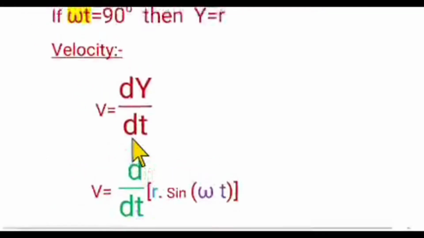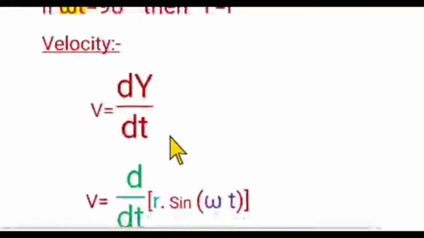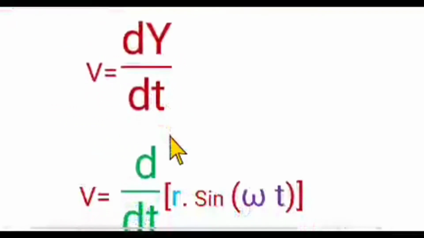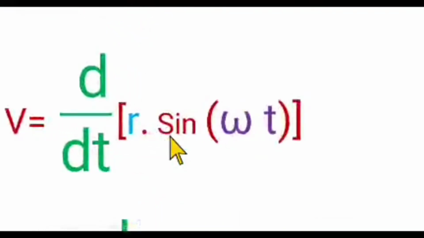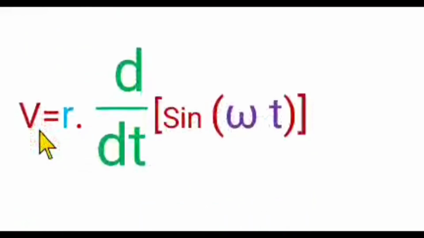Now coming to velocity. Velocity is simply nothing but displacement by time, that is nothing but we are adding a letter d, that is change in displacement by change in time, that is simply rate of change of displacement. So substitute the value of y in this equation. If you are substituting, you will be getting d by dt of r sin omega t. In this, r is the radius of circle, or you can call it as amplitude. It is constant, so we are taking it outside the differentiation. So in the next step you will be getting v is equal to r into d by dt of sin omega t. So d by dt of sin function is nothing but cos function.